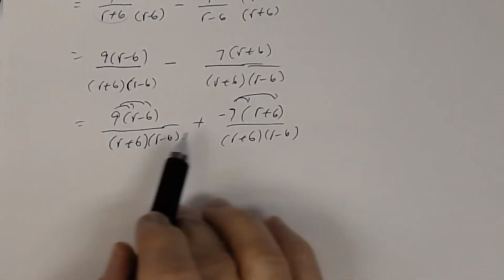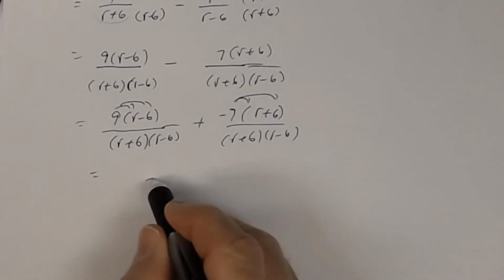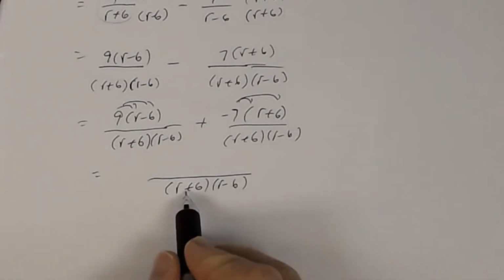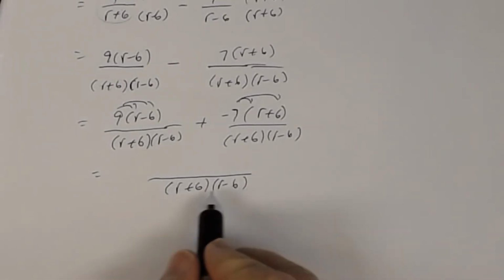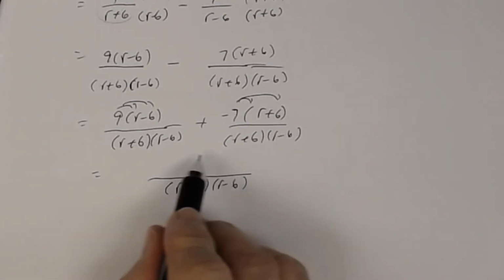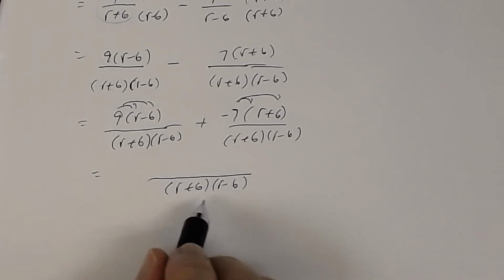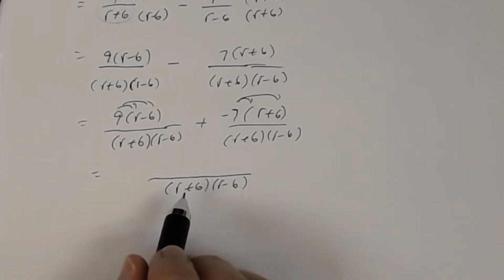Now I can write this as one rational expression over r plus 6, r minus 6. Again, leave it in factored form. Don't multiply this out, because what you end up with in the numerator, you may be able to reduce. That's why you want to leave it in factored form, because that's going to help you to reduce if you are able to.